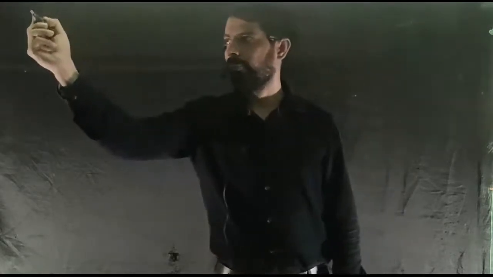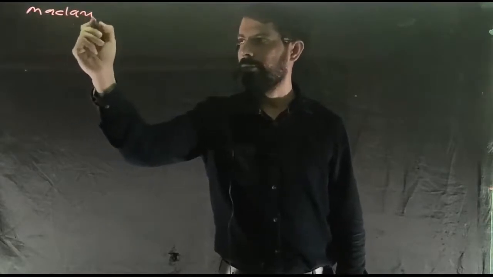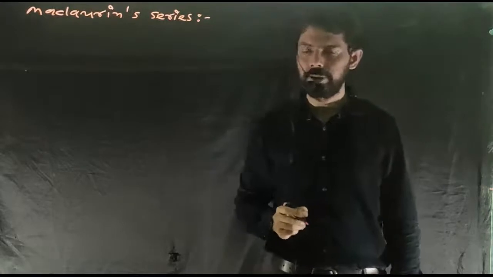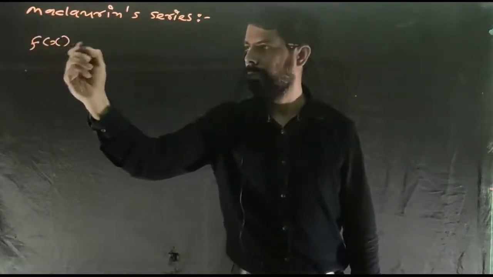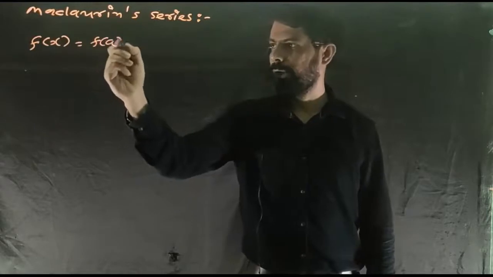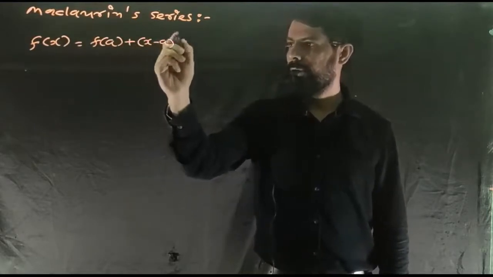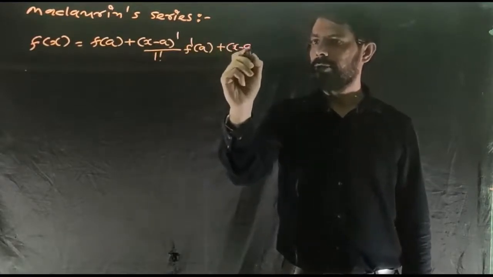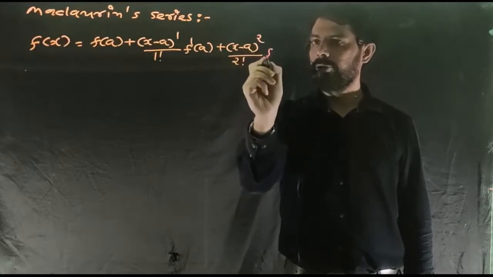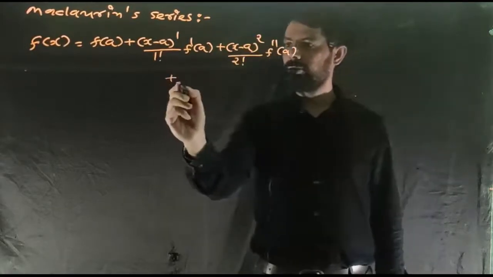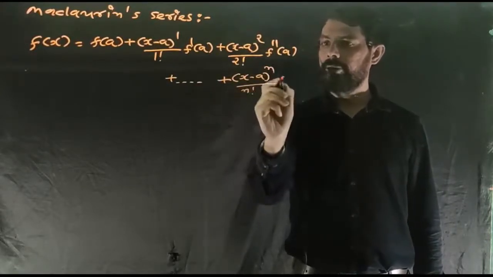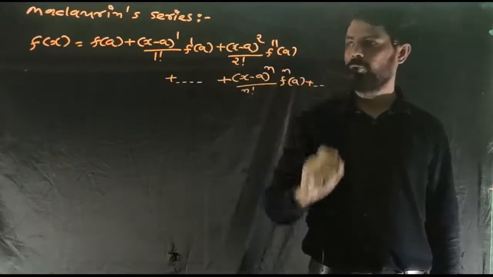Today we will discuss about Maclaurin series. So in the last lecture we have discussed about Taylor series. So Taylor series of function f of x is given by f of x is equal to f of a plus x minus a raised to 1 divided by 1 factorial f dash a plus x minus a whole square divided by 2 factorial f double dash a plus so on, and nth term will be x minus a raised to n divided by n factorial f n a plus so on.